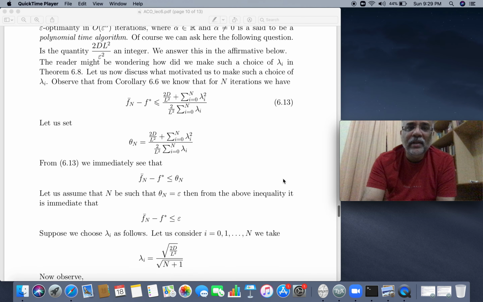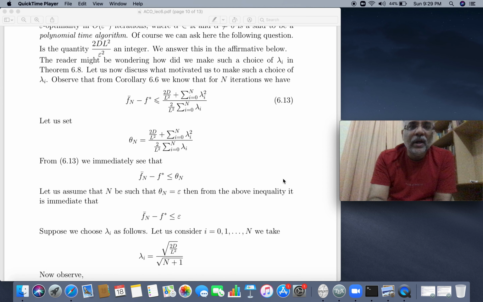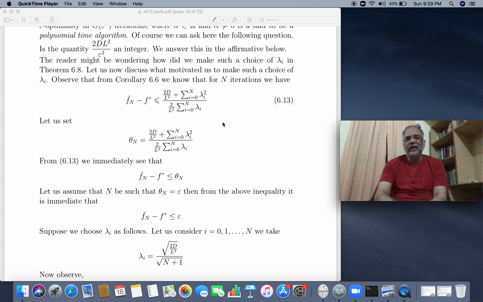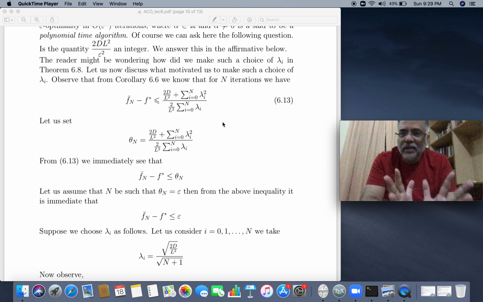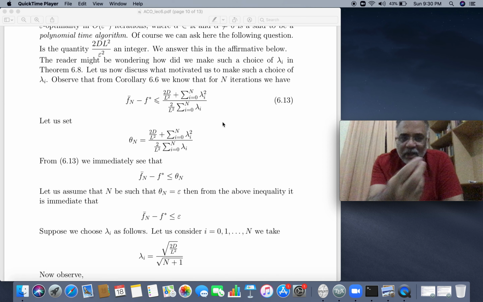What I see here is the following. You know f bar n minus f star, from my corollary 6.6, would give me this one. Basically I've divided by L square, both up and down. I'll call this part theta n because it depends on iteration number n. Now what do I have? F bar n minus f star is less than or equal to theta n. Suppose n is so large that theta n is quite small, and I say let theta n be my threshold, equal to epsilon. Then immediately from this inequality I have reached the epsilon optimality.